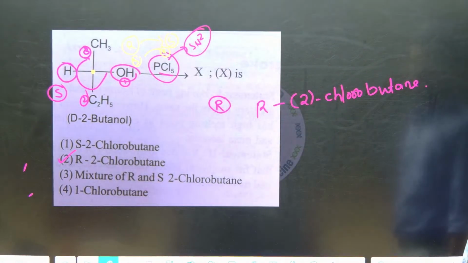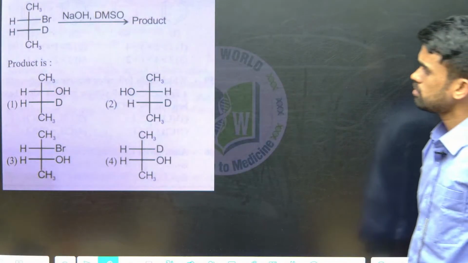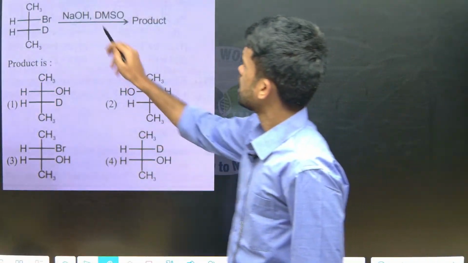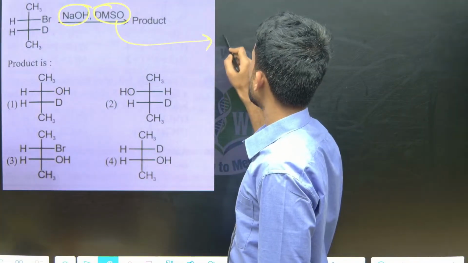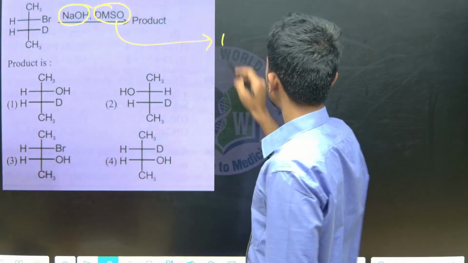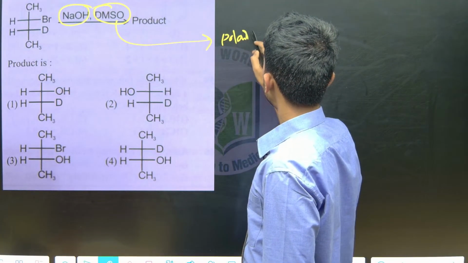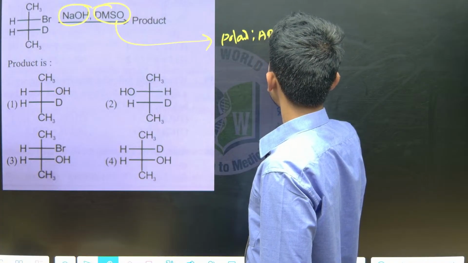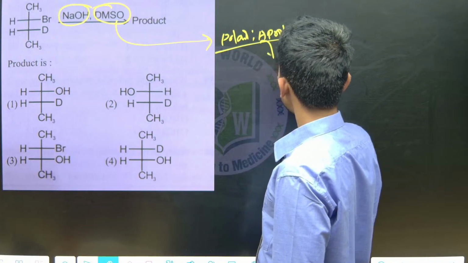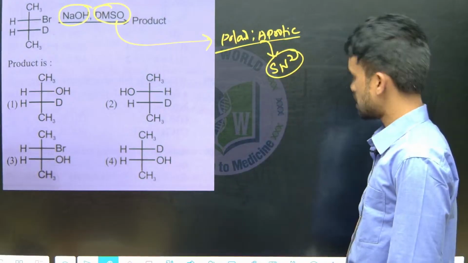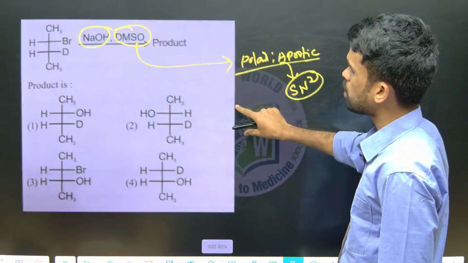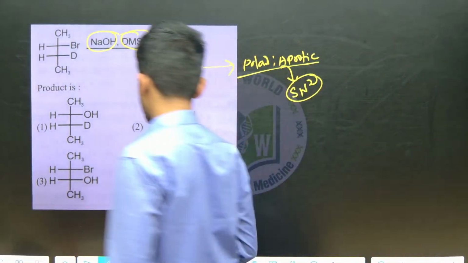Okay, right. The next one here, see what they are saying, NaOH, DMSO. DMSO is a polar aprotic solvent. Polar aprotic solvent favors the SN2 mechanism. Which mechanism? SN2. So out of these 4 options, tell me which is your correct answer.